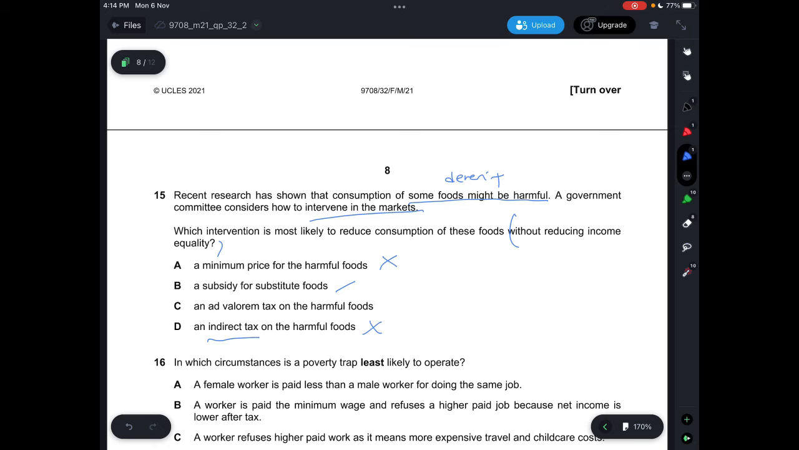And then ad valorem tax is also not correct, because it's actually taxes that are given at the point of time of transaction. So if you put ad valorem tax on harmful food, this one would also not be the answer. So the answer has to be B.